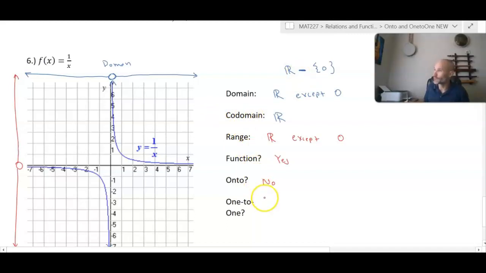Is it 1-to-1? Okay, well, let's think about this. Every input has 1 output. Does every output have 1 input? Well, let's see. If I pick this one here, that's going to correspond to just that input right there. If I pick this output right here, whatever that is, that's going to just have 1 input that generates it. This output right here will have exactly 1 input that will generate it. Every single output value links back to 1 input value.